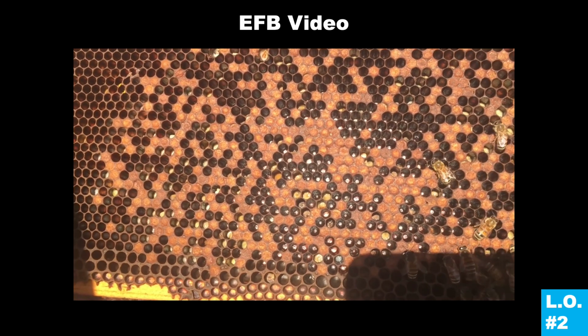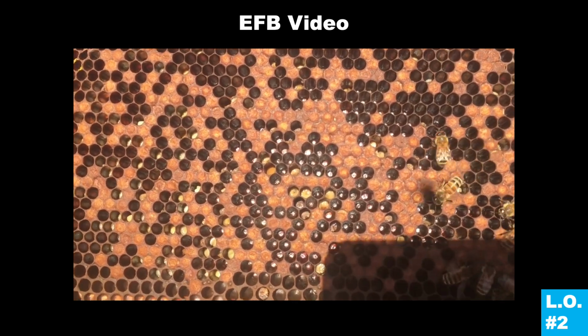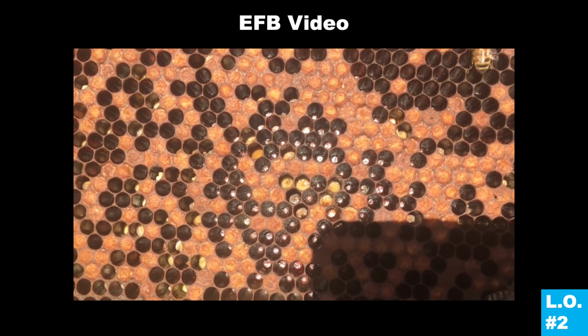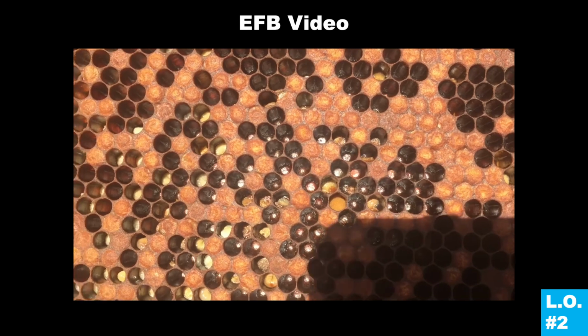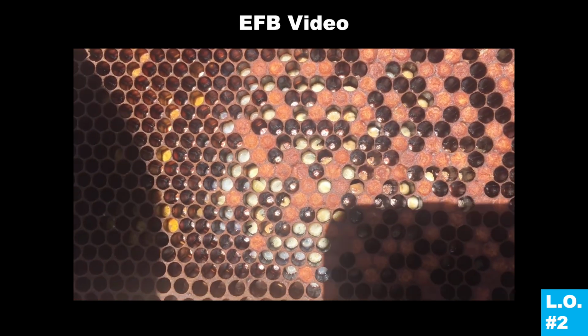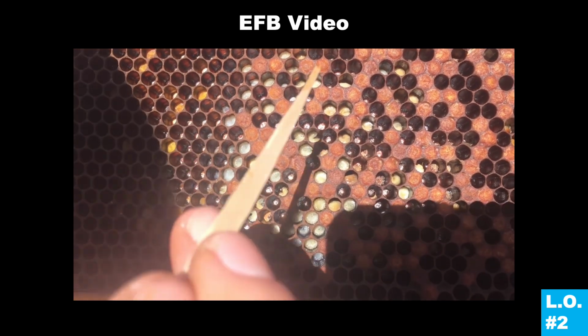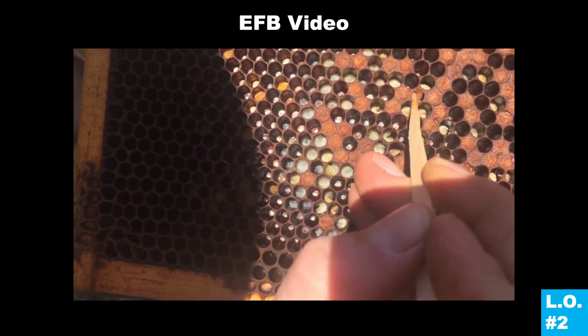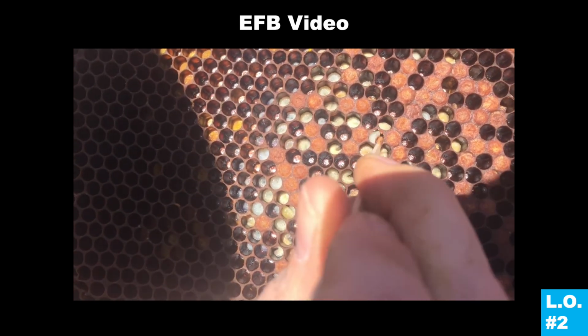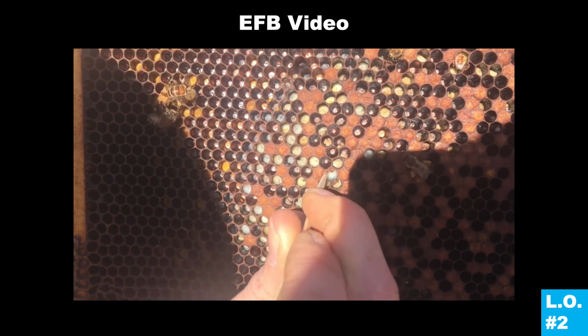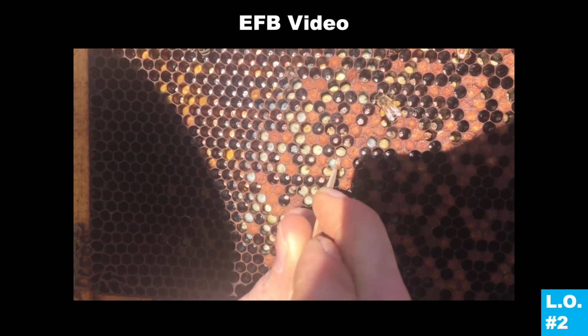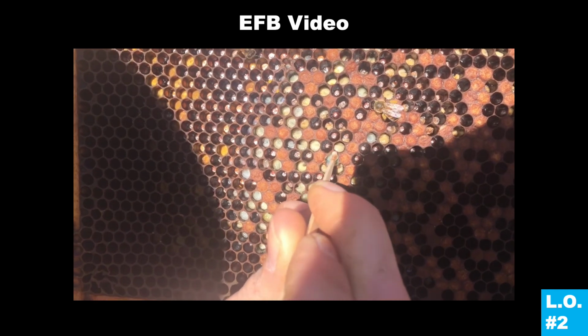And then at a closer look, we can see larvae in open cells that are discolored, yellowish, and melting towards the bottom of the cell. To make sure it's not American foul brood, we'll do a ropey test. So we have a wooden stick. We'll take it and stir around a larva inside of a capped cell, pull it out, and see if it ropes.